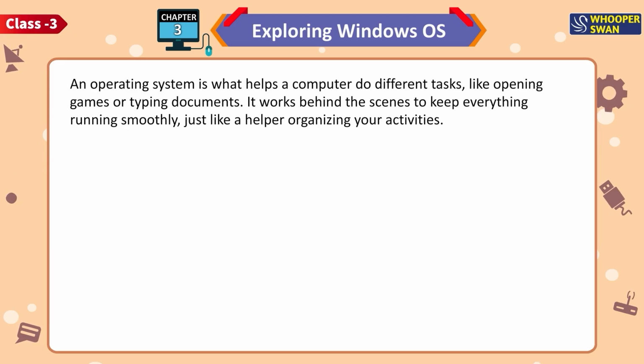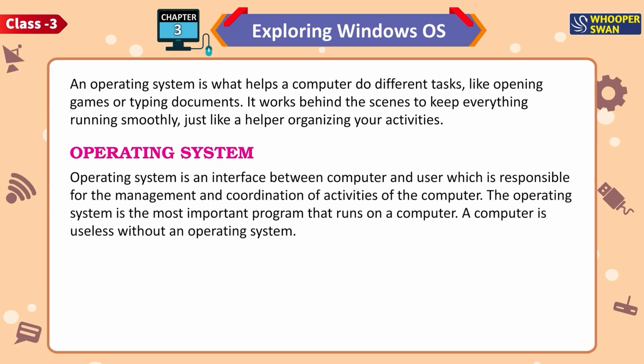An operating system is what helps a computer do different tasks, like opening games or typing documents. It works behind the scenes to keep everything running smoothly, just like a helper organizing your activities. Operating System. Operating system is an interface between computer and user which is responsible for the management and coordination of activities of the computer. The operating system is the most important program that runs on a computer. A computer is useless without an operating system.